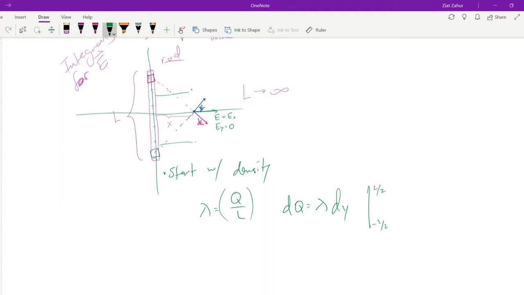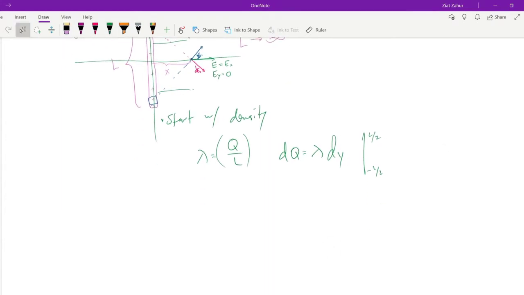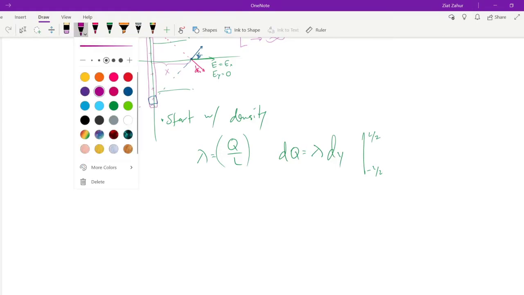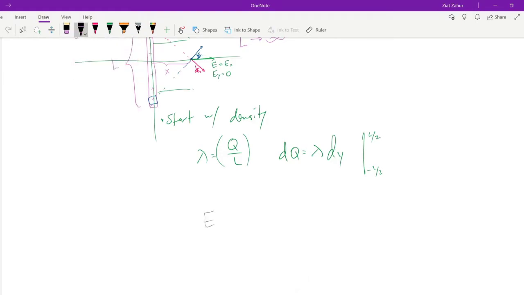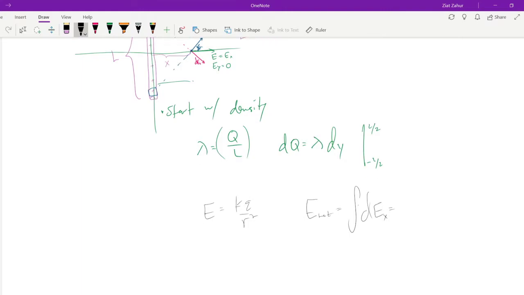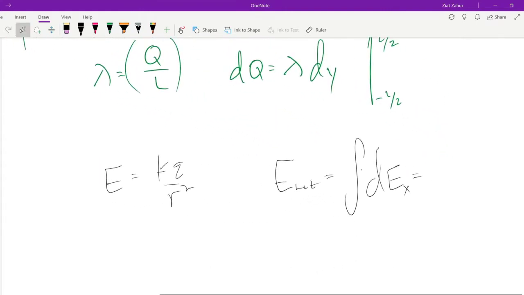And then from there, it's just plugging into the electric field equation and integrating. The electric field is equal to kq over r squared. We'll use this general formula and convert it into our specific equation. Our net electric field is the sum of all the dEs, we'll say dEx. And it's important to establish that dl is dy.